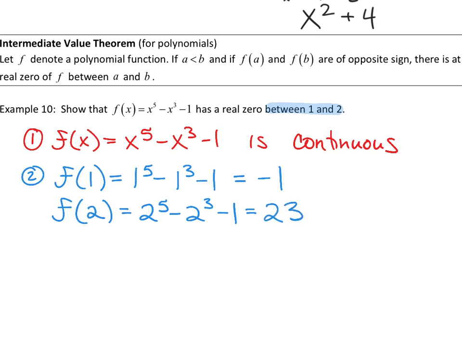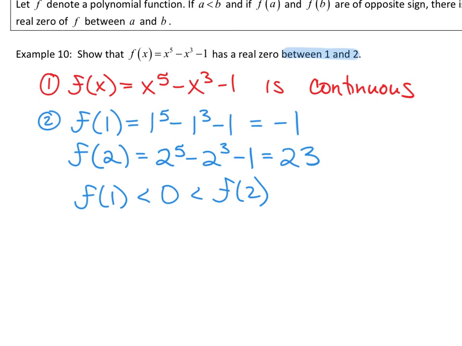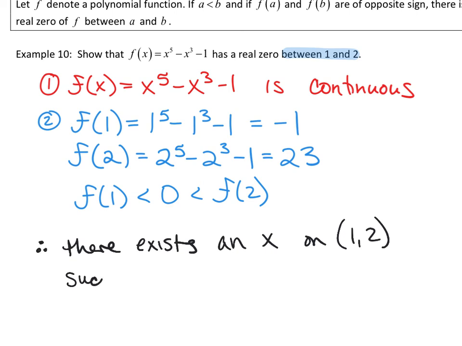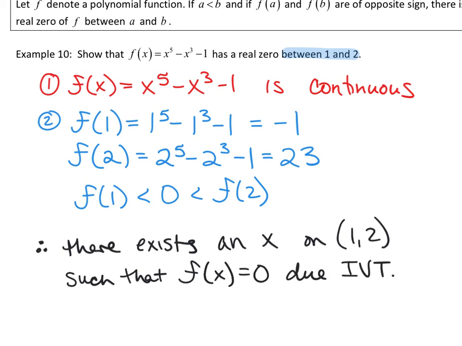And since the signs changed, since f of 1 is a negative number and f of 2 is a positive number, we know there has to be at some point between them that we hit 0, because to go from negative to positive, you have to go through 0. That's enough to show that therefore there exists an x on the interval from 1 to 2 such that f of x is equal to 0, meaning I have a 0 there due to the intermediate value theorem.